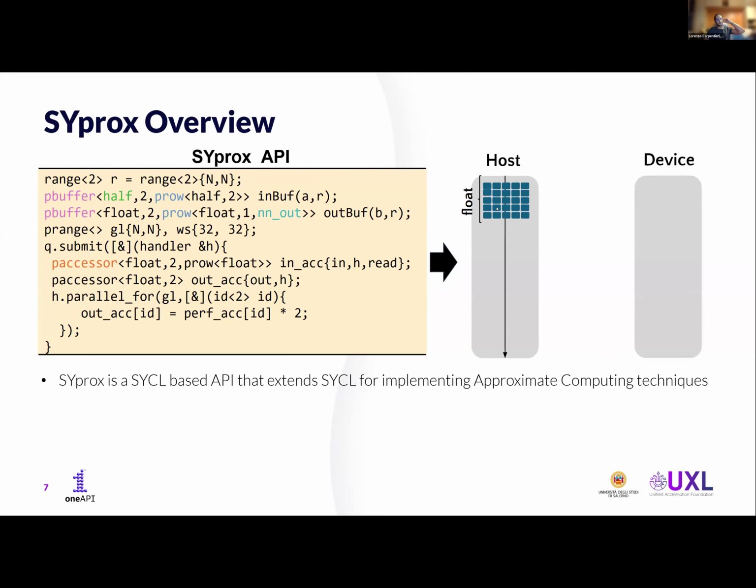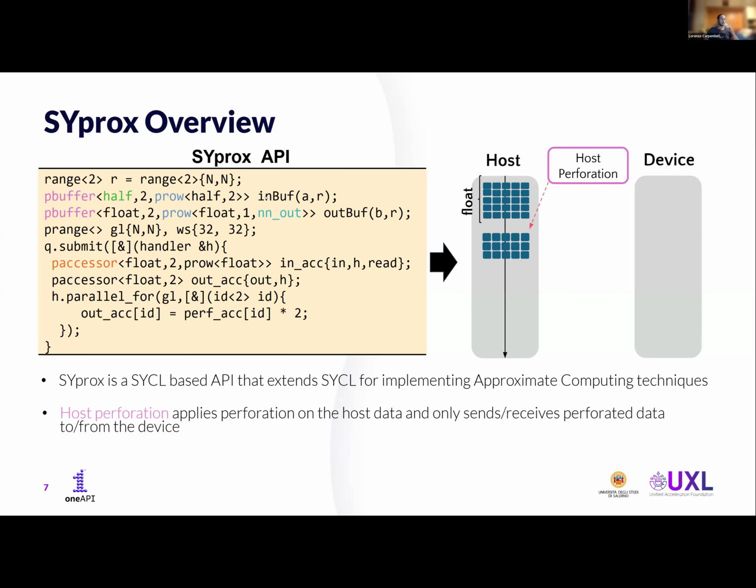You start with some data that are on the host, for example, in floating point precision. And then you can apply host perforation that is implemented through the perforated buffer that extends the buffer of SYCL. And the host perforation simply skips some elements in the input data. For example, here we skip some of the rows of the input. And then we can also specify the target precision format that we can use for this data. And after this, we send the data to the device that can be, for example, a GPU.